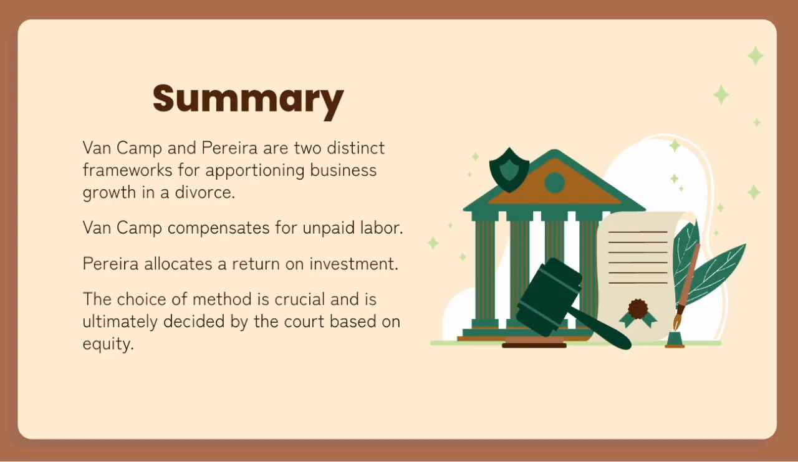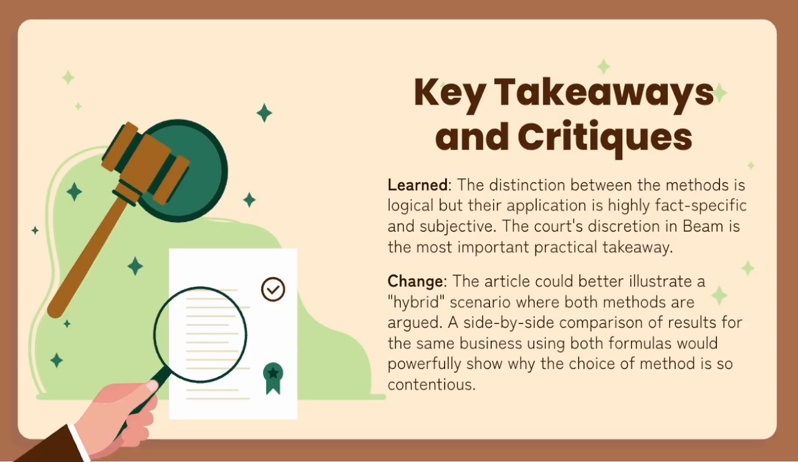In summary, Van Camp and Pereira provide the legal rules for dividing the growth of a separate property business. Van Camp focuses on fair compensation for work, while Pereira focuses on a fair return on investment. The selection of the appropriate method is a critical and often disputed part of a divorce case, ultimately decided by the court.